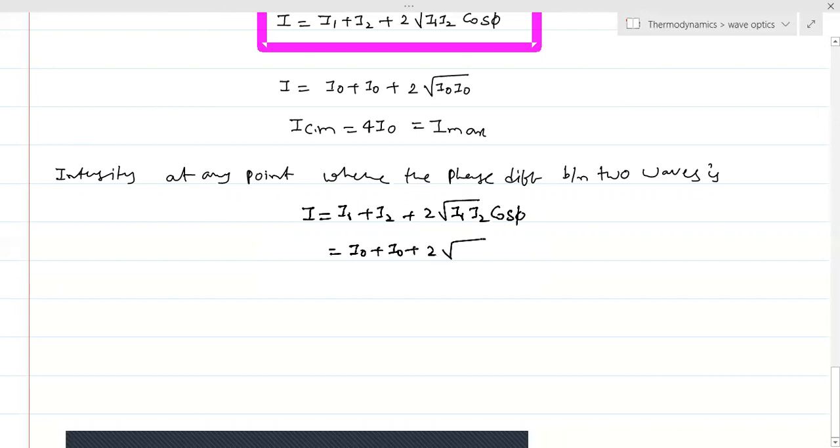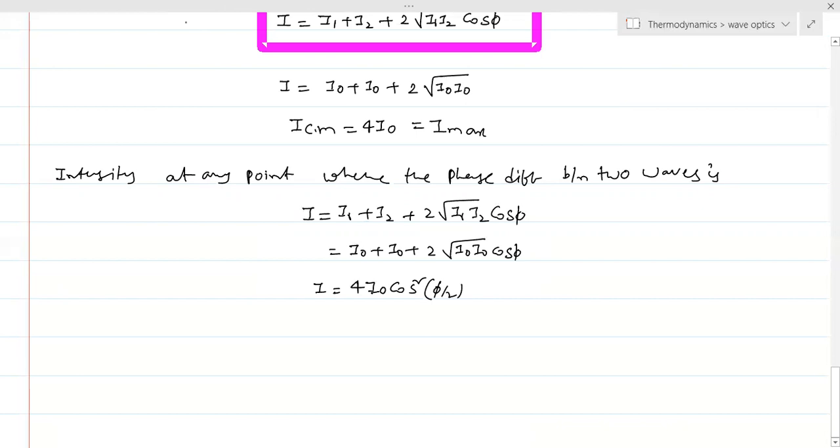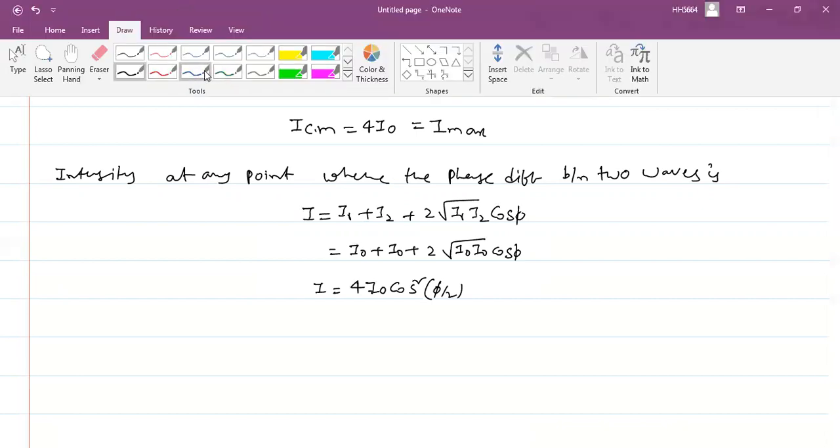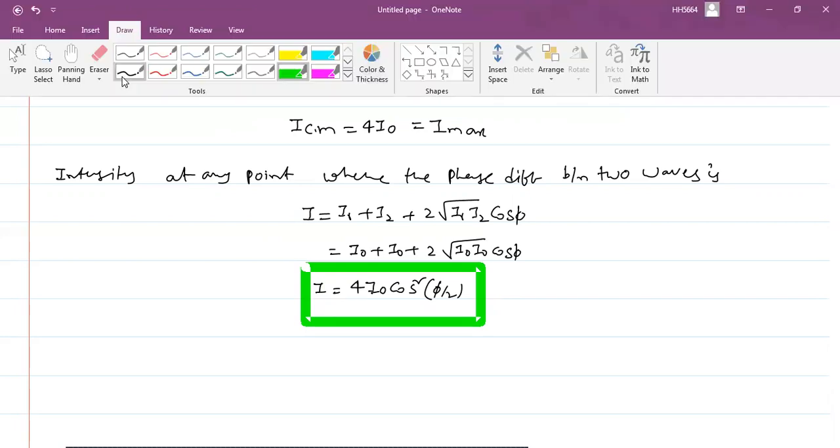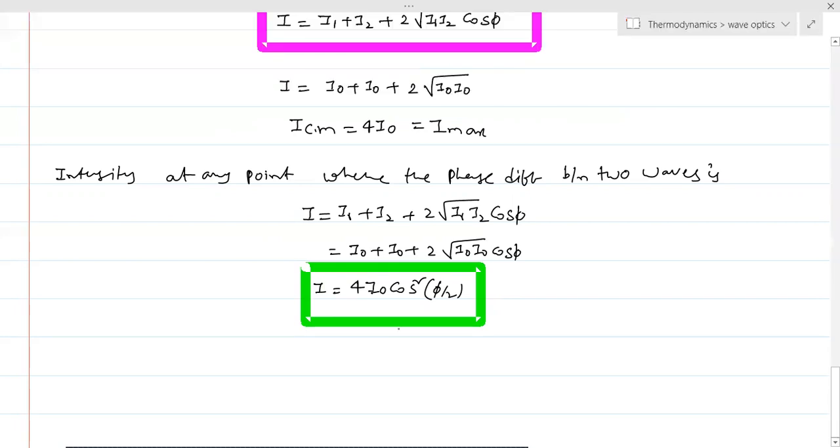Plus 2 root of I naught into I naught cos square. So by substituting everything, we are going to get I equivalent to 4 I naught into cos square of phi by 2. So this is the expression for resultant intensity on the screen. I equivalent to 4 I naught into cos square phi by 2. So we can locate any point and find this.